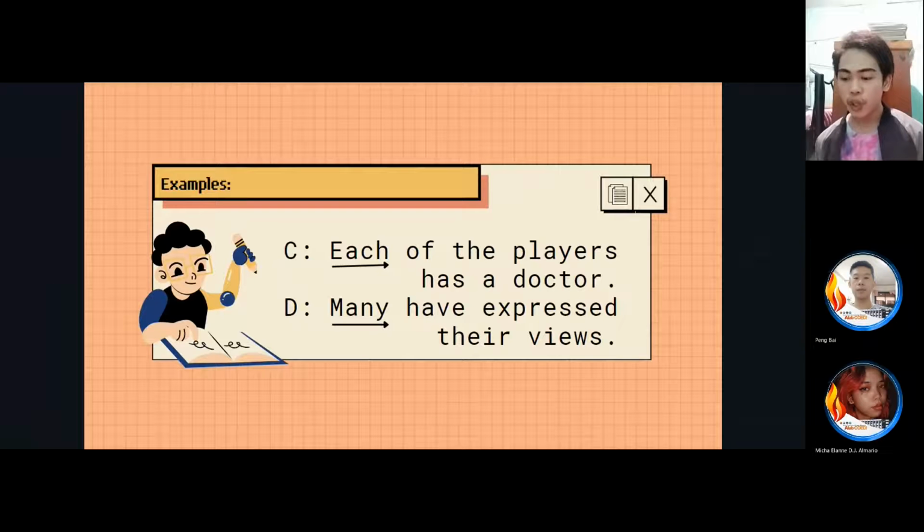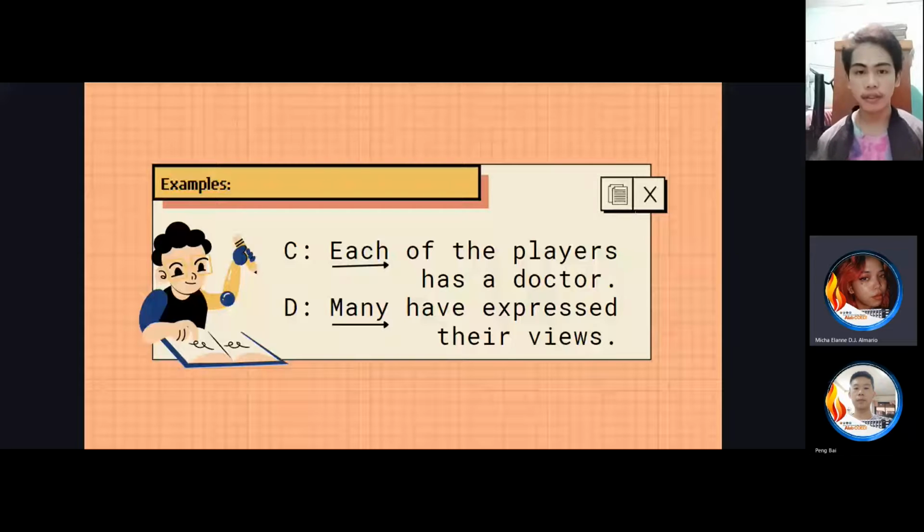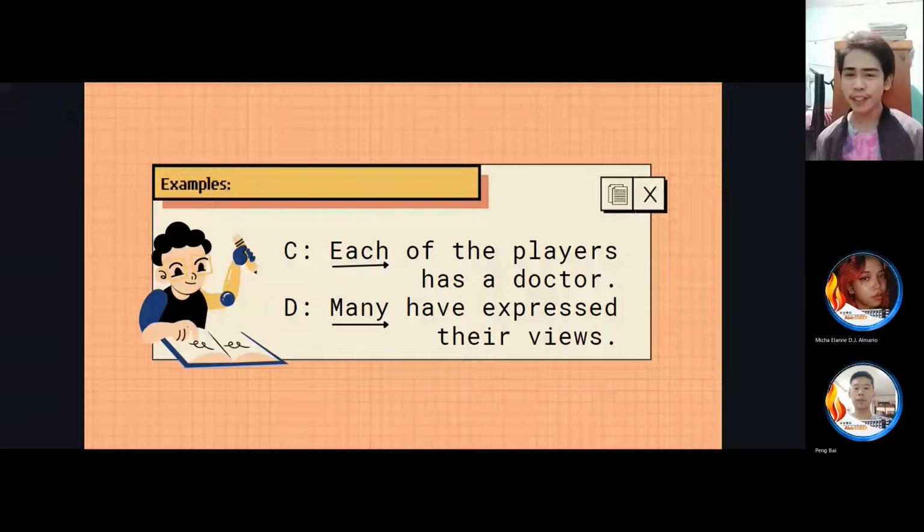Another set of examples. Would you tell us the differences, Micah? Read first. Example C: Each of the players has a doctor. Example D: Many have expressed their views. Sir, what I observed is that the word each in sentence C functions as an indefinite pronoun, the same as many in sentence D. Also, I think the difference is that sentence C is singular, whereas sentence D is in plural form. Outstanding observation, Micah. Thank you. Next slide.